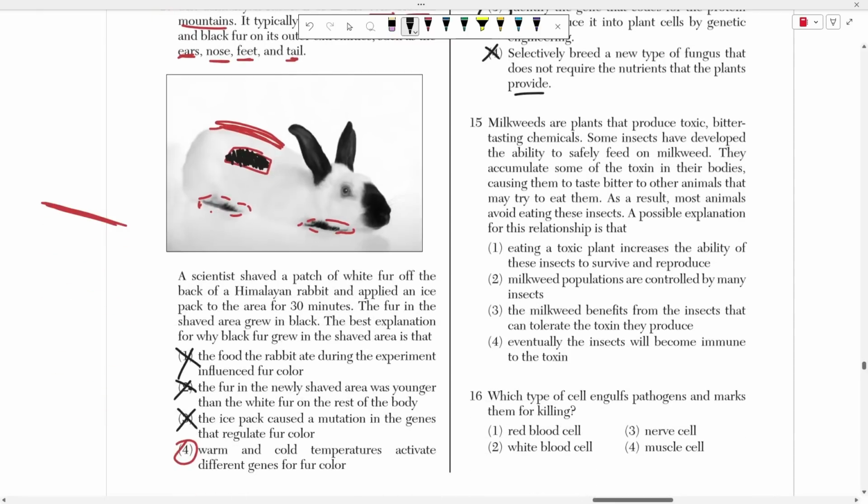15 says that milkweeds are plants that produce toxic, bitter tasting chemicals. Some insects have developed the ability to safely feed on milkweed. They accumulate the toxin on their bodies, causing them to taste bitter to other animals that may try to eat them. As a result, most animals avoid eating these insects.